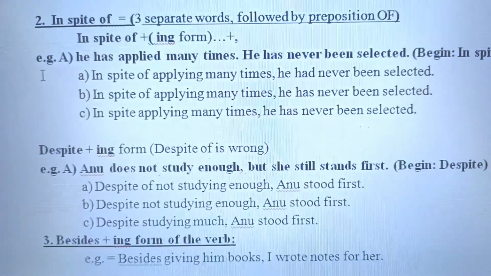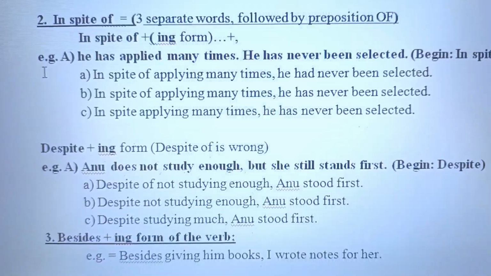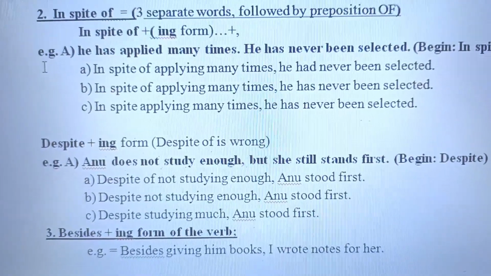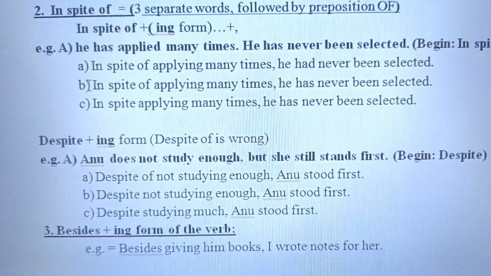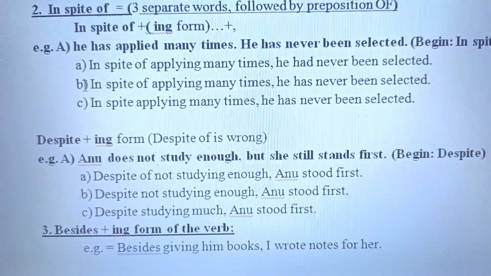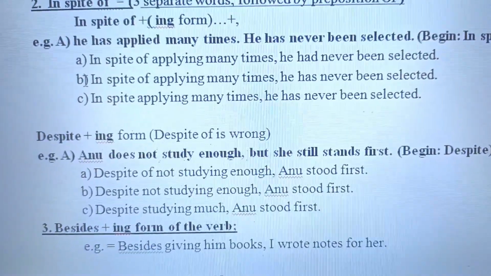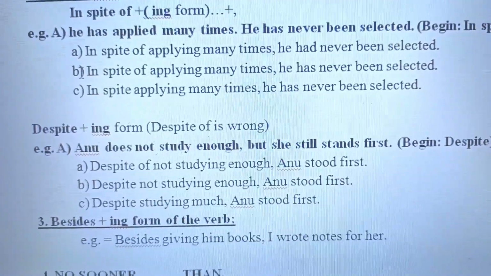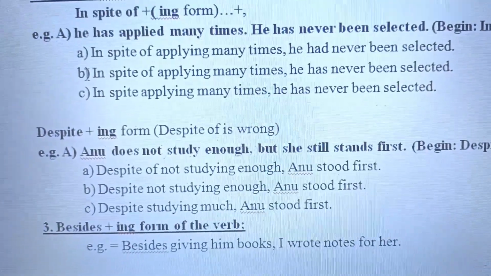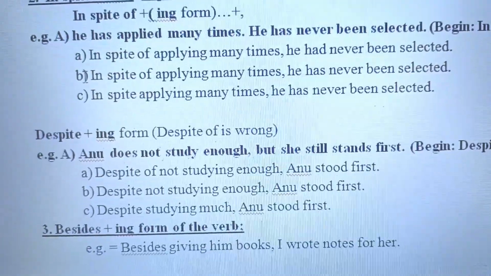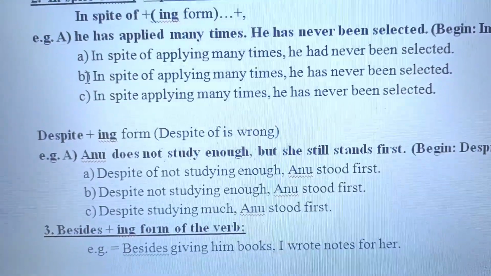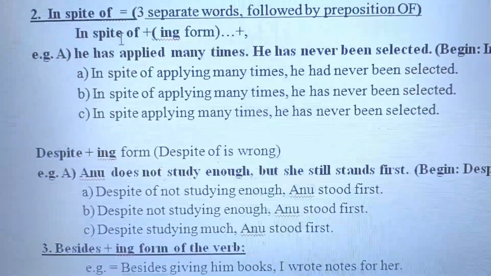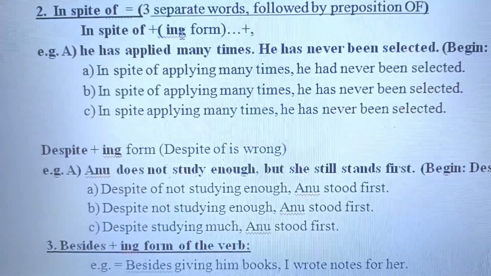He has applied many times. He has never been selected. Here begin the sentence with in spite. There are three options. First one, in spite of applying many times, he had never been selected. B, in spite of applying many times, he has never been selected. Option C, in spite applying many times, he has never been selected. So now here the clue is that in spite of, then ing form of the verb will be there.